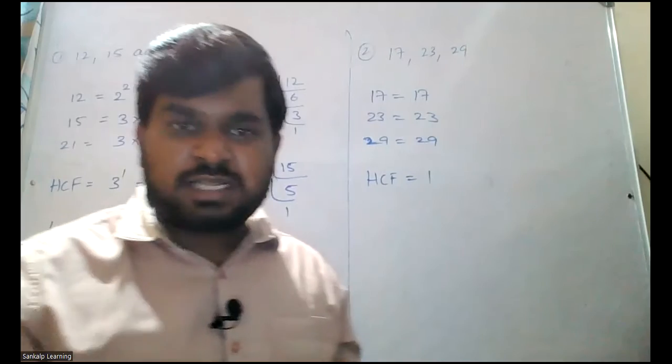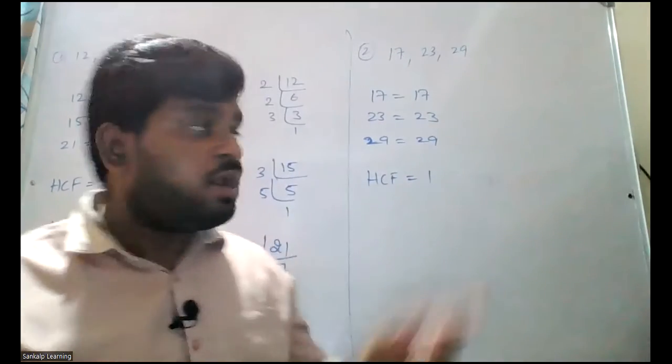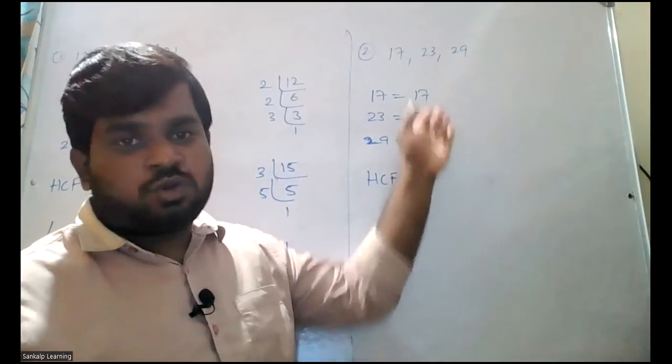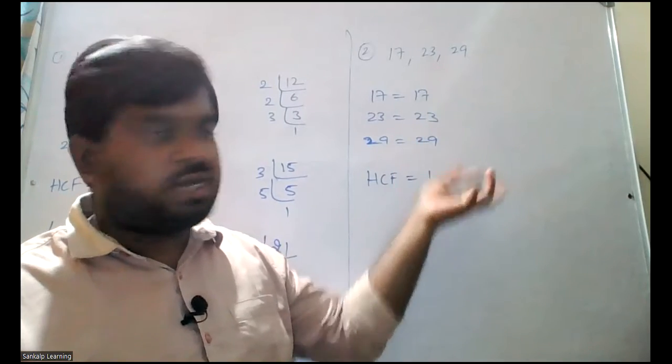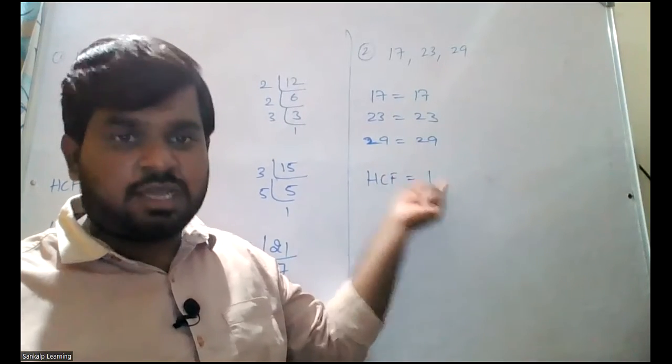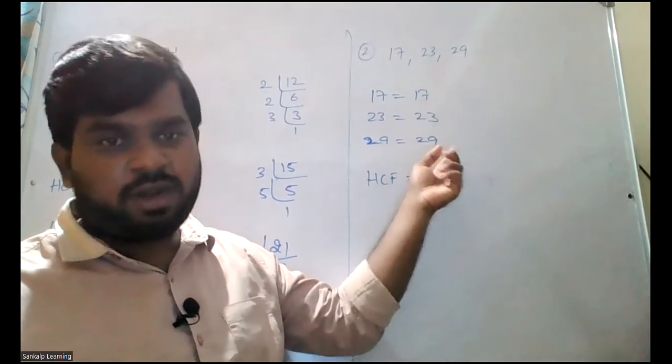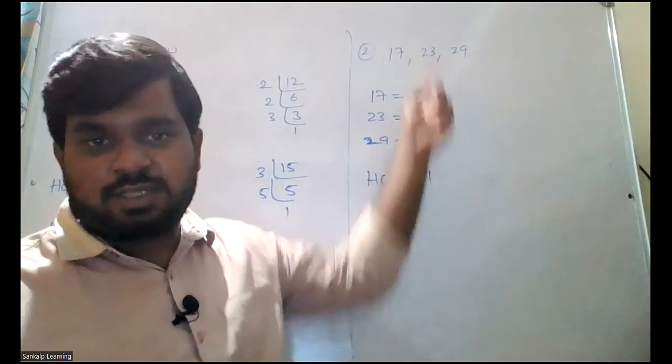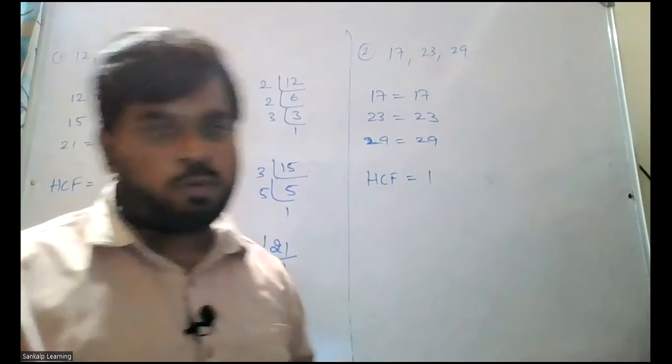So basically, what is HCF? We have to find the highest number that divides all the three. There are no common numbers that divide all the three, but we know that 1 is the number that divides 17, 23 and 29. Therefore, 1 is the only number which divides all the three. Therefore, the HCF is 1.